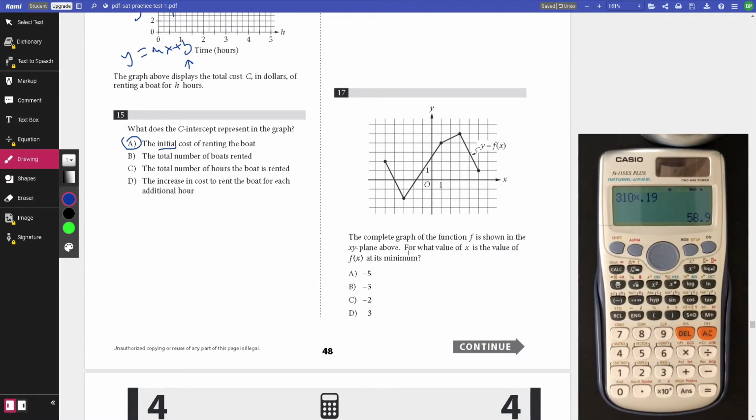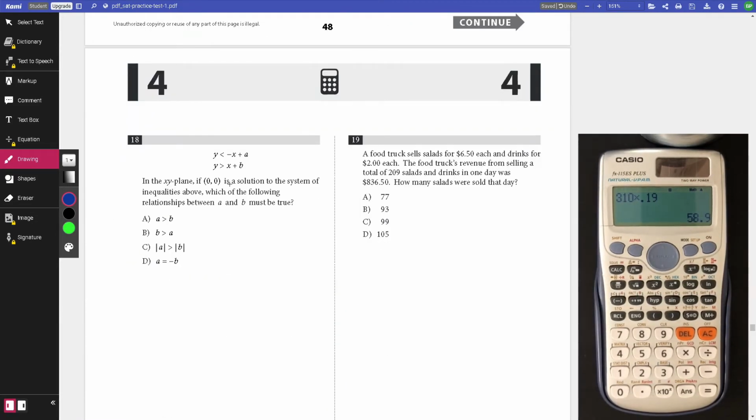The complete graph of f is shown in the xy plane. For what value of x is the value of f of x a minimum? So just find the lowest value here. What's the x value? 1, 2, 3, negative 3. So the answer is B.